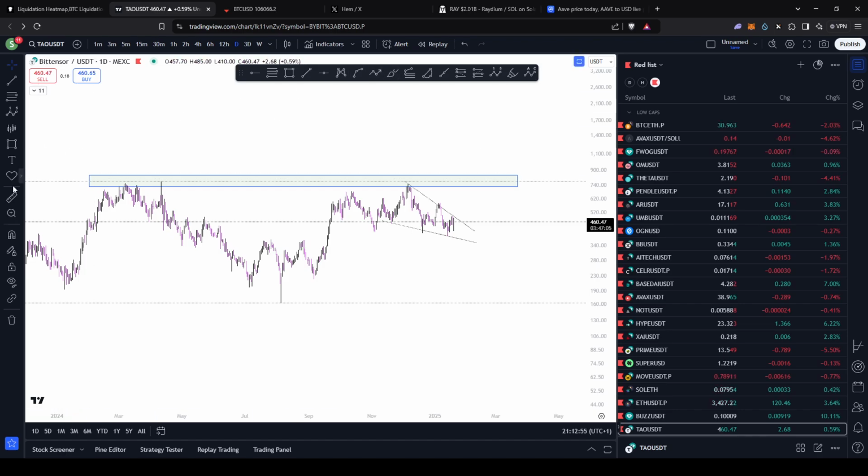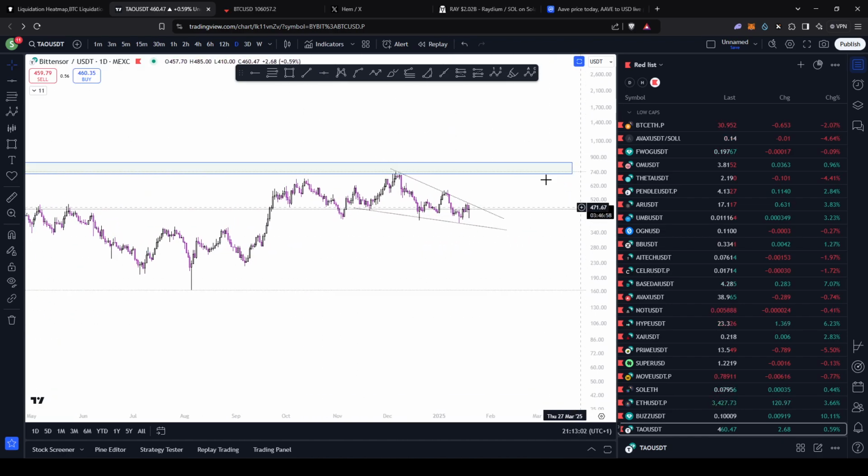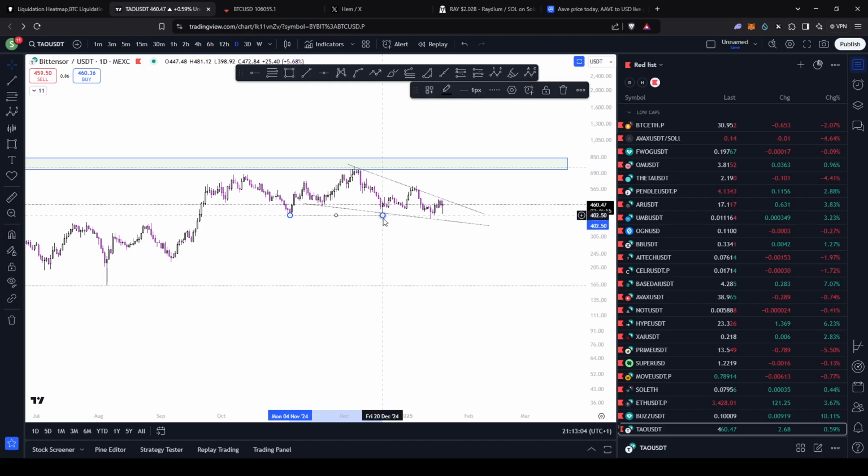It has had some time to consolidate here. You've basically been moving sideways for 122 days. You did take out the lows, which is good to me.